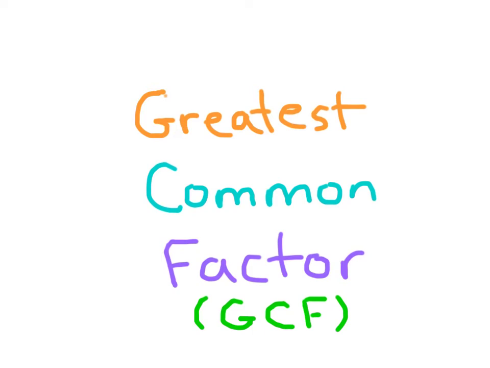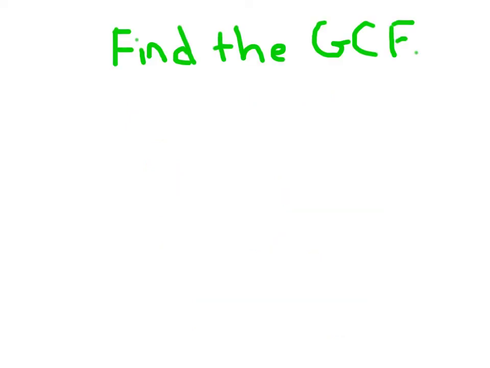It's time to find the greatest common factor. We might be asked to find the prime factorization of 32 and 36, and in order to do so, we would find the factor trees for 32 and 36.